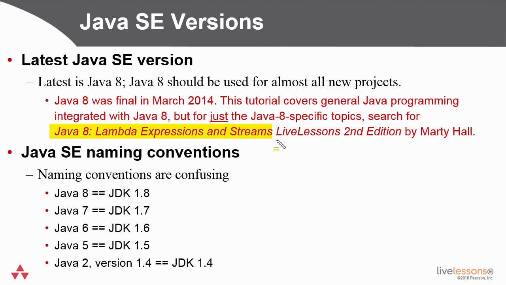The naming conventions for Java are a little bit confusing. Sometimes you see references to Java 8. Sometimes you see references to JDK, Java Development Kit 1.8. In general, the Java Development Kit, JDK, numbers go 1.1, 1.2, 1.3, 1.4, 1.5, whereas the main high-level Java versions jump around. But the essential point is the latest version of Java is Java 8. Sometimes you'll see the compiler referred to as JDK, Java Development Kit 1.8. They mean the same thing.